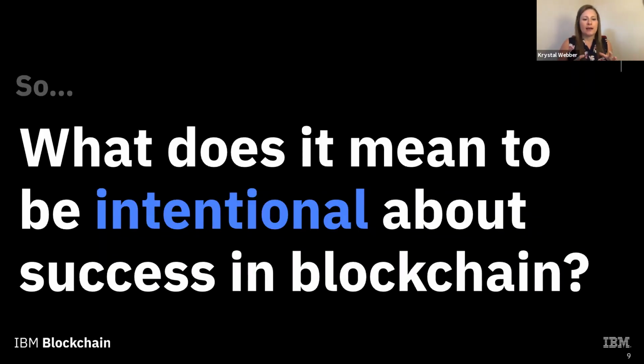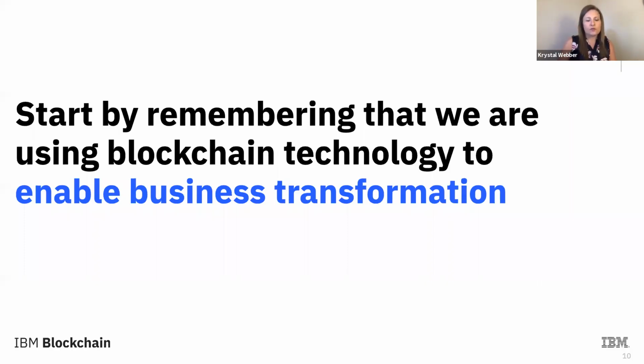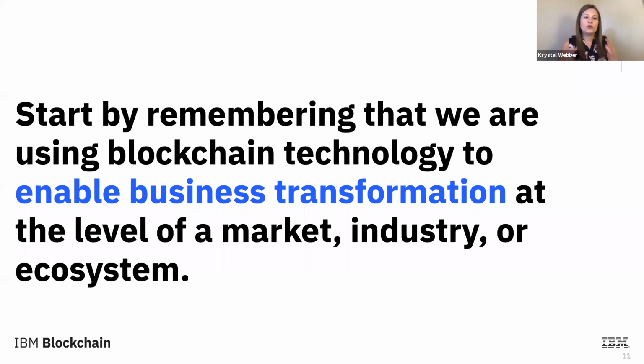So with that in mind, we find ourselves asking pretty much every time, what does it mean to be intentional about our success in blockchain in particular? And there's a few fundamental components, I think, compared to some of the other technologies. So firstly, we like to start by remembering that we are using blockchain technology to enable business transformation. Now, what's interesting about this is that we're doing that, but we're doing it a little bit differently than maybe in the traditional sense. Because what we are doing is enabling business transformation at the level of a market, of an industry, or of an ecosystem.